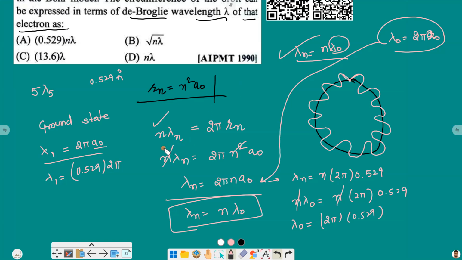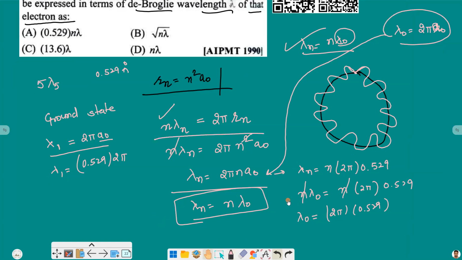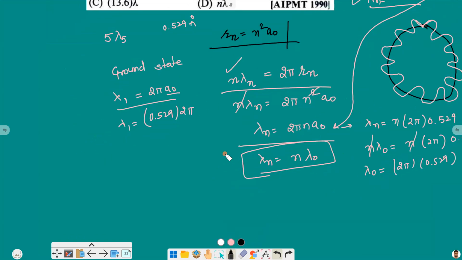We can use this relation. Starting from this relation, I can write that for the ground state, lambda node will be equal to 2 pi times r node. I have used here sometimes r, sometimes a, so bear with that. And for lambda n, n lambda n will be equal to 2 pi times r n.